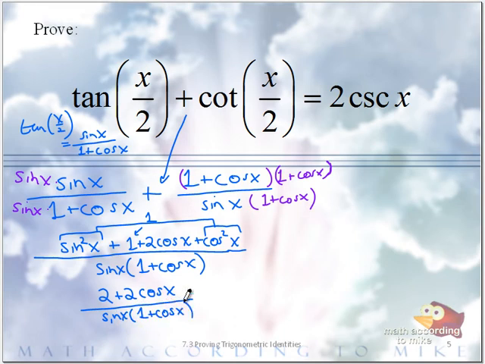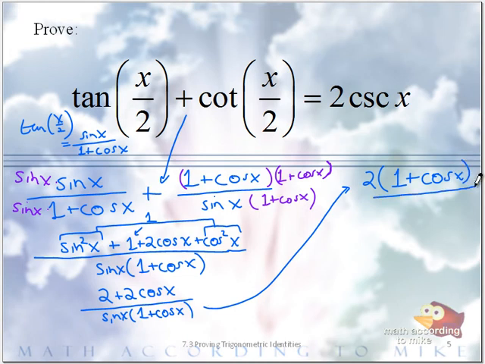So what should I do next? Yeah, let's take out a 2. So again, I'm going to go to this side, but you should technically stay in one column. If we factor out a 2, we'll get 2 times the quantity 1 plus cosine of x all over sine of x times the quantity 1 plus cosine of x.